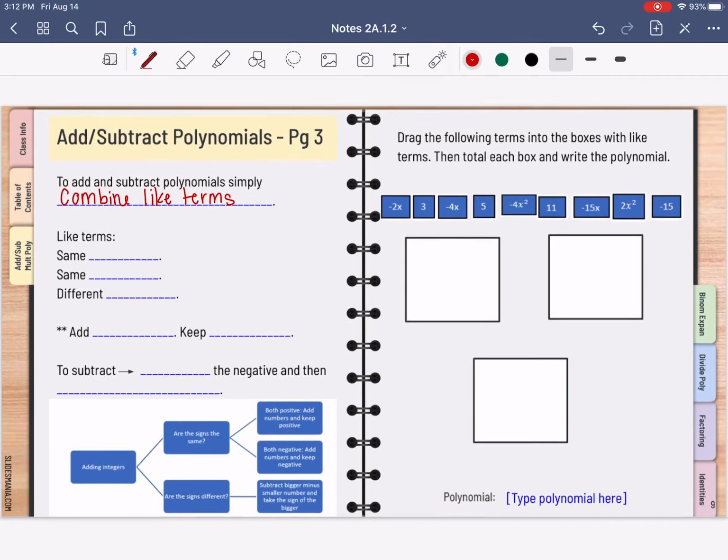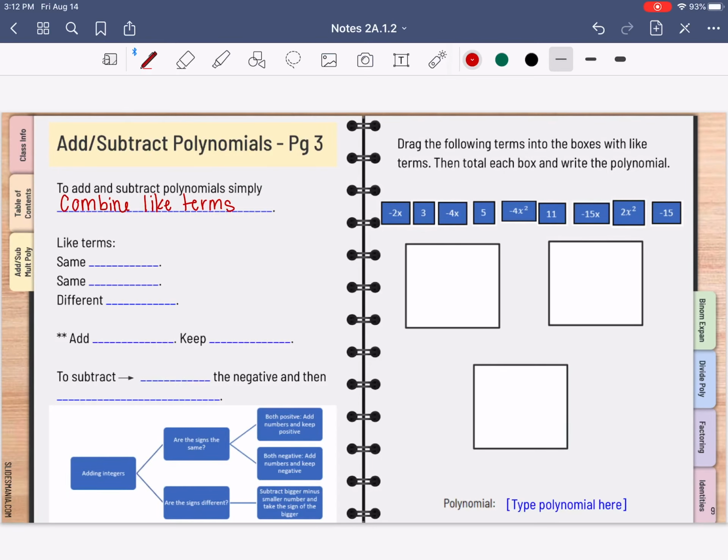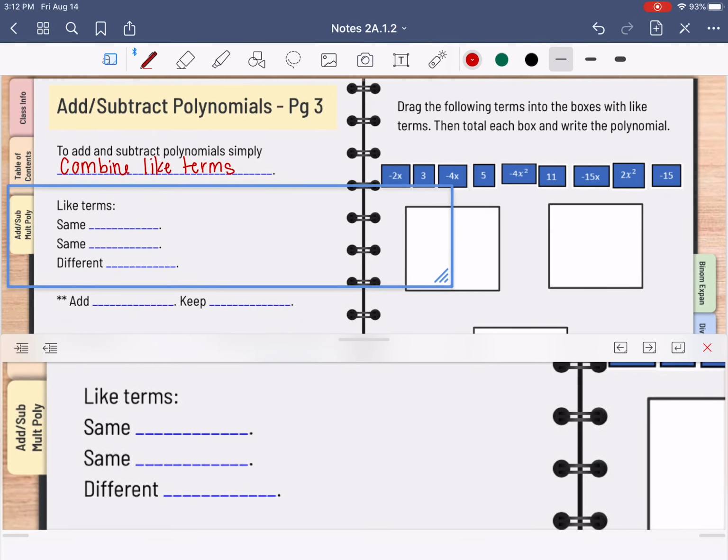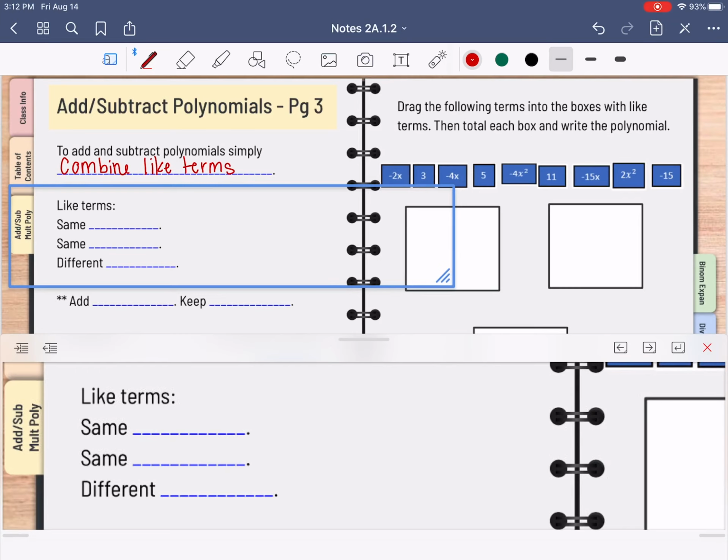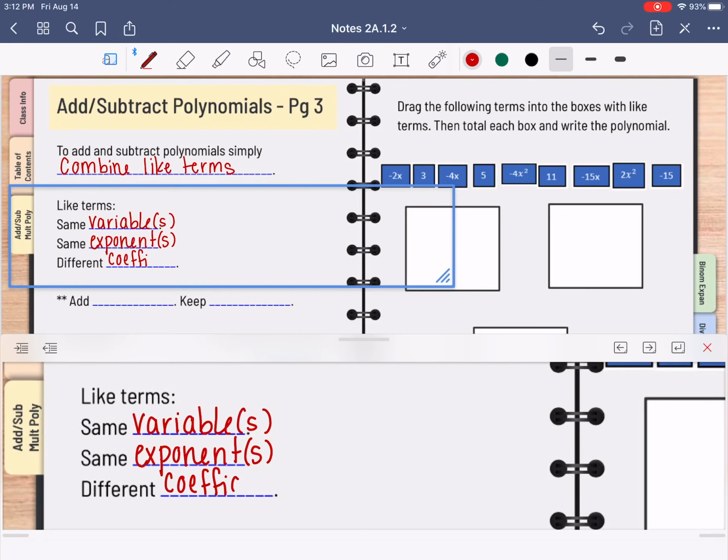So hopefully you guys remember what it means to be like terms. To be like doesn't mean they have to be exactly the same. In order to be like terms, they do have to have the same variable or variables. I'm going to put an S in parentheses right here because it could have more than one variable. They will also have the same exponents on those variables. So it might be just one exponent, it could be 2 exponents or 3, however many variables there are. What can be different on like terms is the coefficients, the numbers in front of those variables.